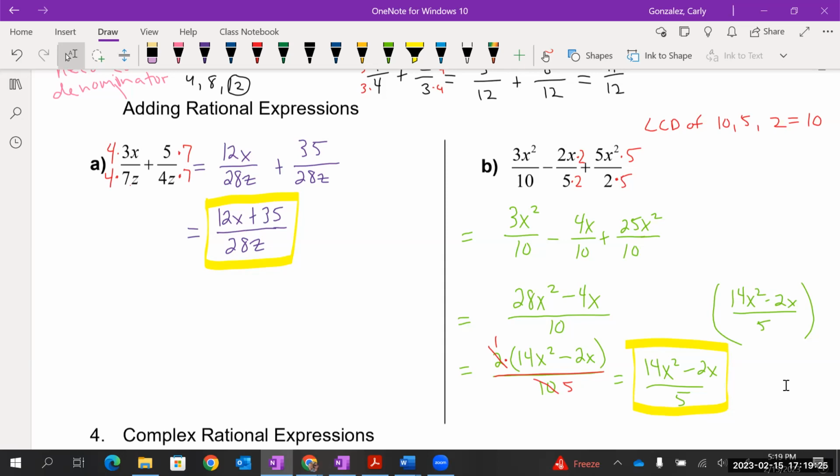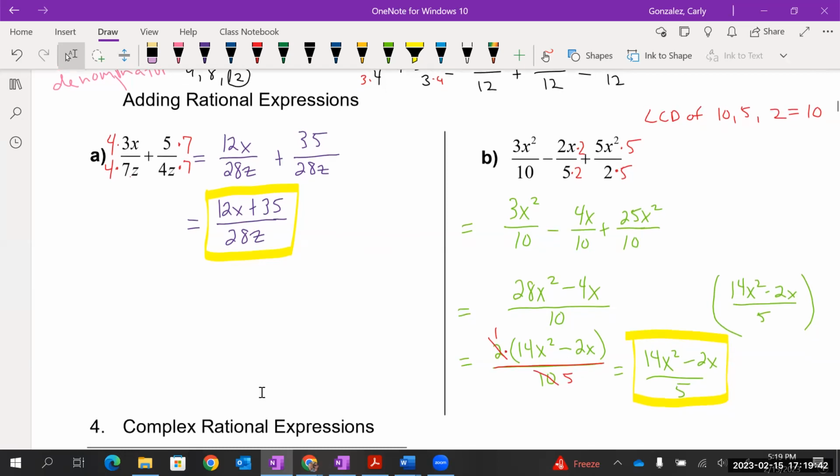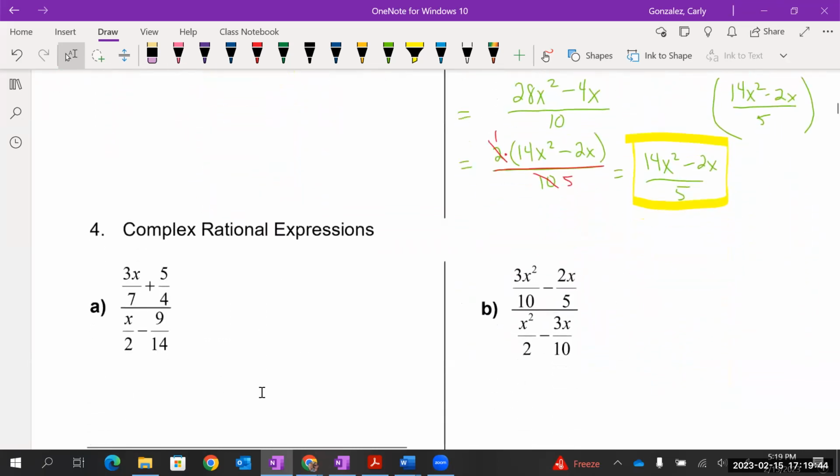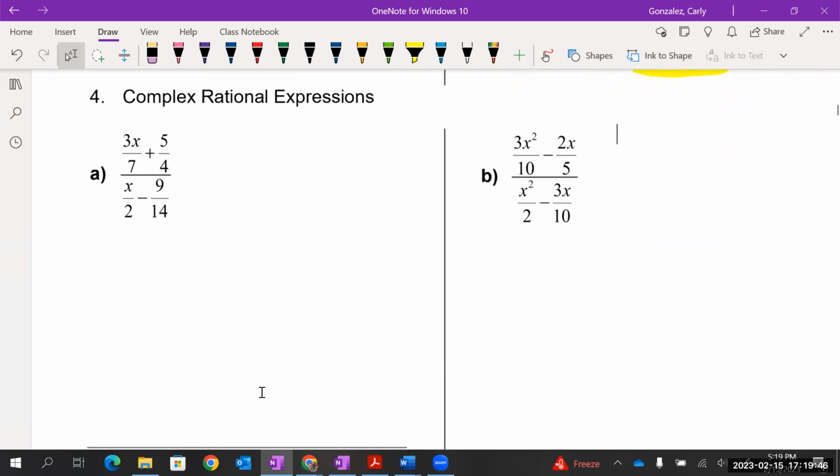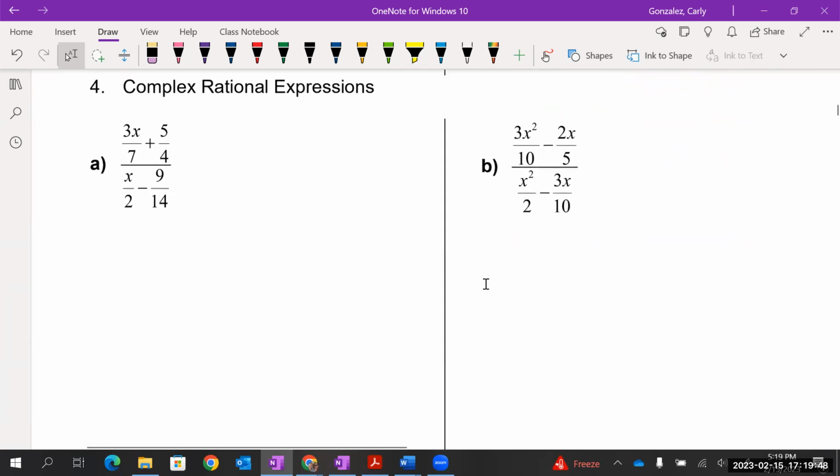Because the algebra in trig is really intense when we get a lot of rational expressions or complex expressions, I wanted to make sure we really give our attention to these rational expressions. So let's go on to complex rational expressions, another algebraic piece that can come into trig.